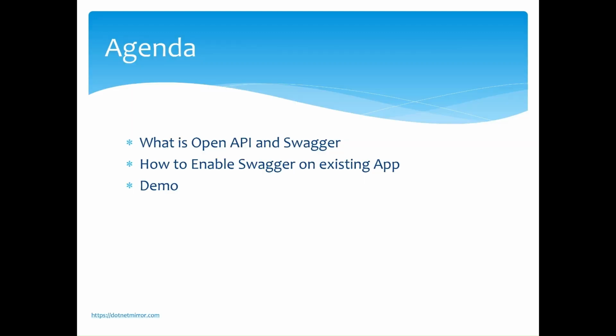In the agenda, I'm going to cover, first, what OpenAPI and Swagger are. We will look at the difference. Then I will show you exactly how to enable Swagger on an existing ASP.NET Web API application. Finally, we will jump into a live demo to see it all in action.